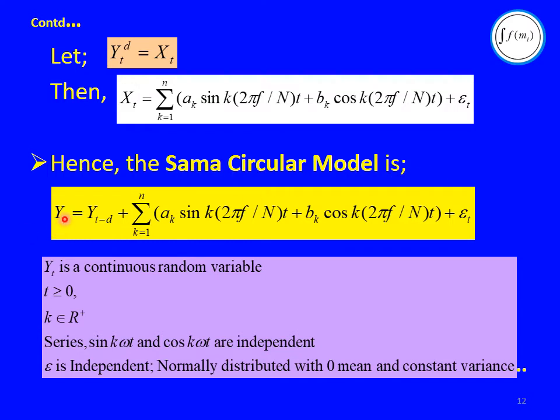What it says is value of a random variable at time t can be expressed as past lags. D can be anything, maybe the first lag, second lag and so on, and the trigonometric series plus the random error component.